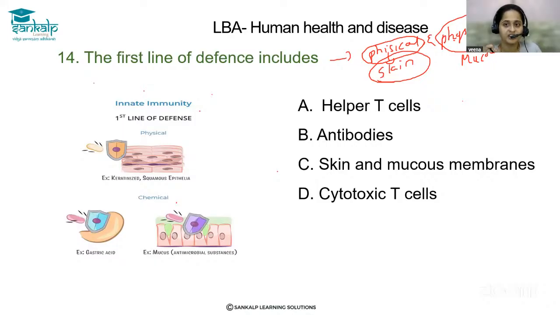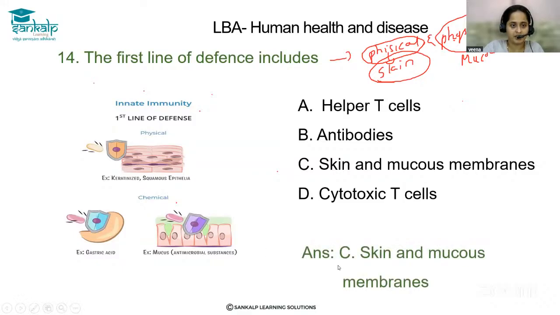So these two, physical and physiological, include skin and mucus. These are against the infection, so they are considered the first line of defense. Not helper T cells, not antibodies, not even cytotoxic T cells. So the correct answer is option C, that is skin and mucous membrane.